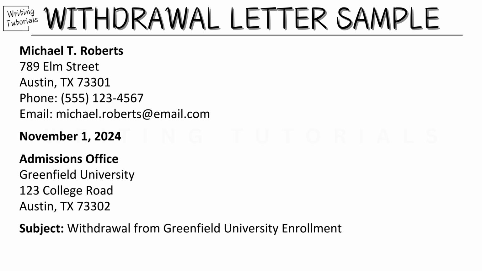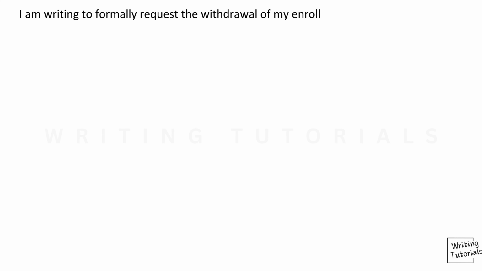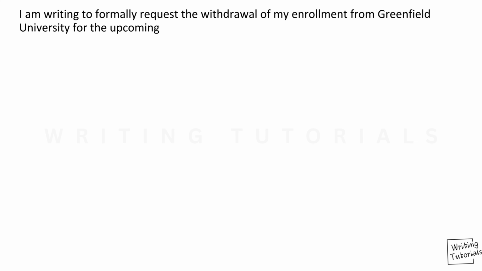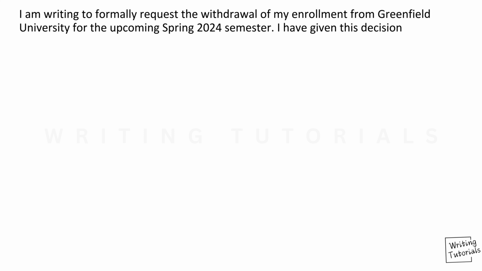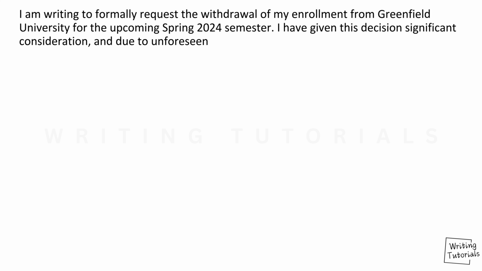Opening and main statement. Now, let's dive into the main part of the letter. Michael starts with a polite opening, saying, "Dear Admissions Committee," which is a formal and respectful way to begin. Next, he gets right to the point with his main request. "I am writing to formally request the withdrawal of my enrollment from Greenfield University for the upcoming spring 2024 semester." In this sentence, he is clear and direct about his intention to withdraw. If you're writing a withdrawal letter, it's important to state your request clearly in the very first paragraph. Be straightforward about your intent to withdraw. This makes it easier for the reader to understand your needs and process your request accordingly.